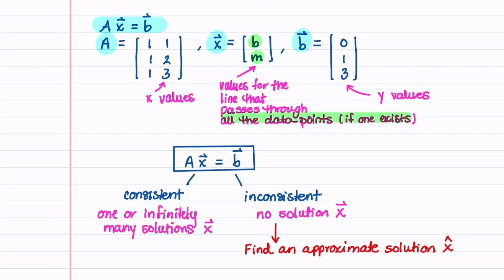As we saw in the other videos in this series, a linear system of equations Ax = b is either consistent or inconsistent. If it's consistent, the linear system is going to have one or infinitely many solutions x. And if it's inconsistent, it's going to have no solution x. The problem that we just looked at was an example of an inconsistent linear system because we could not find a solution x that contained the parameters b and m for a line that passed through all three data points. Instead, what we have to do is find an approximate solution x hat, and that's exactly what the least squares problem is.